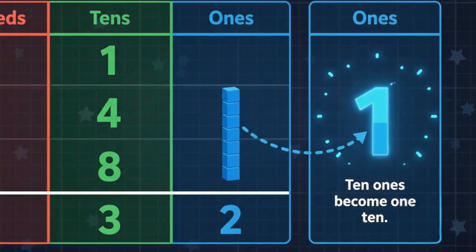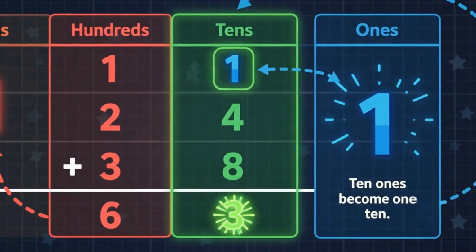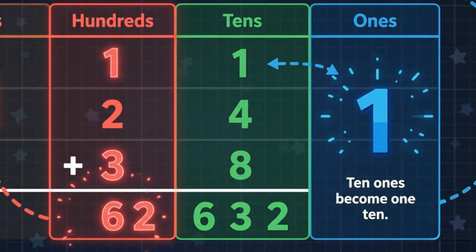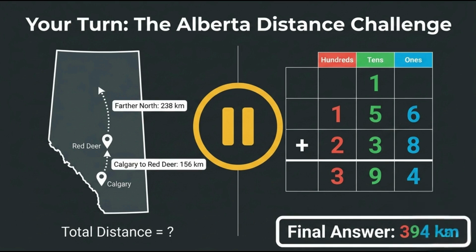Let's watch this regrouping magic happen with our fundraiser math, starting on the far right with the ones. 7 plus 5 is 12. So we keep the 2 and carry the 1 up to the tens column. Let's move on and see how this builds into a totally different scenario.